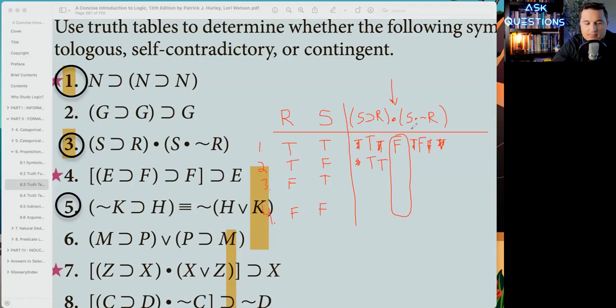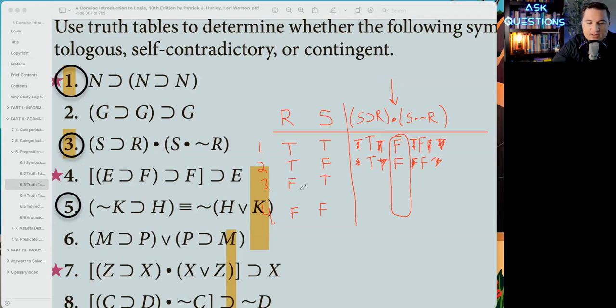In row 2, S is false. And I know the truth value of this and. It has to be false, because falseness spreads in an and statement. So it doesn't matter what's over here. And I don't need to look at this. I don't need to look at this. This is an and statement, and the right side is false, and so this is going to be false.